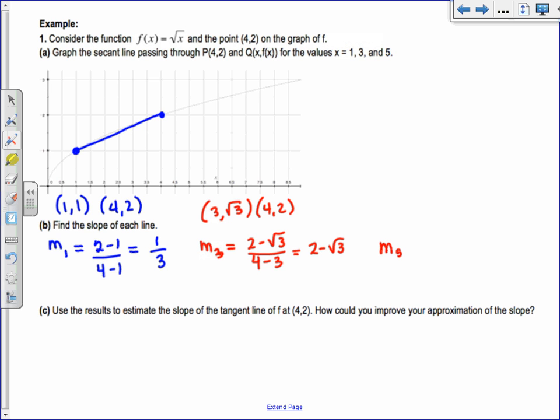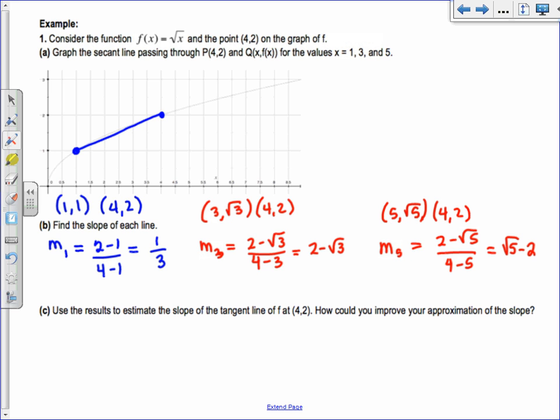And the slope for 5, so again, that's 5 comma root 5 and then 4 comma 2. So it's going to be 2 minus root 5 over 4 minus 5. So 4 minus 5 is just negative 1, so it's going to reverse the numerator. It's going to be root 5 minus 2, the opposite of the numerator. You can find approximations for them, but we're actually just going to use those exact values there.